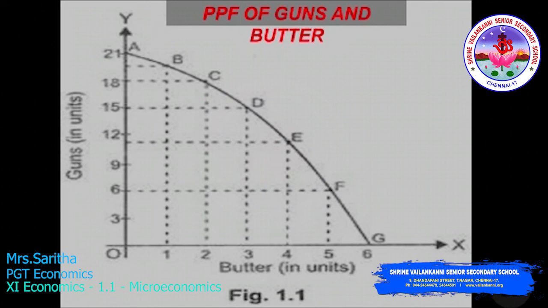So far we have discussed the difference between positive and normative economics, the central problem of an economy, opportunity cost, and the production possibility frontier. The production possibility frontier is also known by the following names: production possibility curve, transformation curve, transformation frontier, production possibility boundary and transformation boundary.